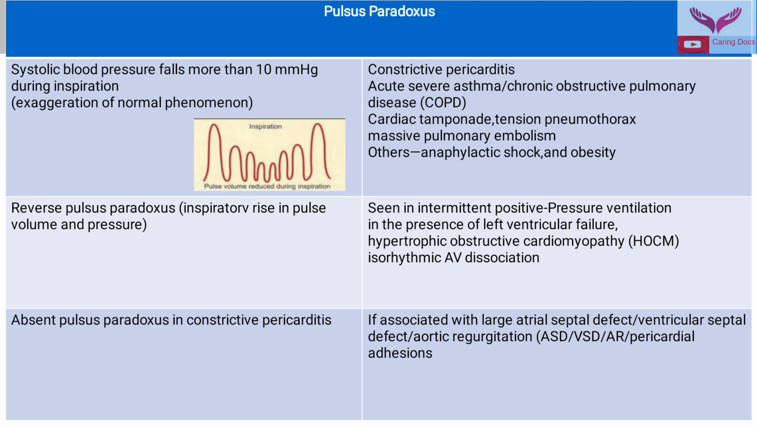Absent pulsus paradoxus in constrictive pericarditis is associated with large atrial septal defect, ventricular septal defect, and aortic regurgitation.